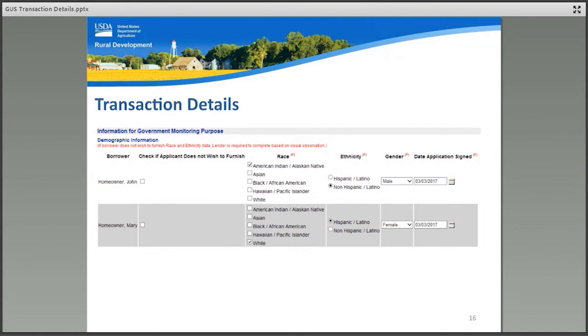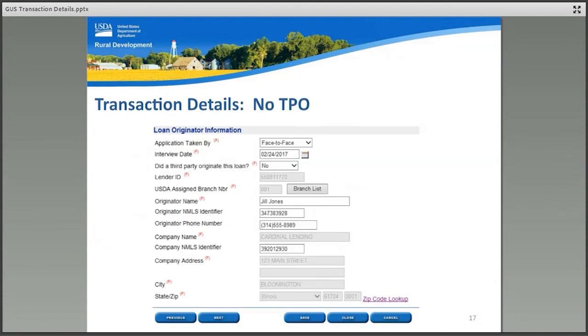Users must complete the following data fields. Check the box beside the applicant if they do not wish to furnish the information. Race, select race from the options displayed. Ethnicity, select Hispanic/Latino or non-Hispanic/Latino. Gender, select male or female. And date application signed. Enter the applicable date. A calendar icon is available to assist in data entry.